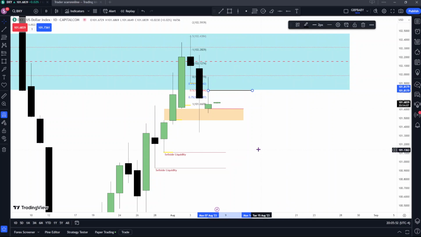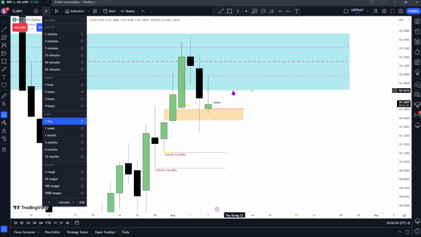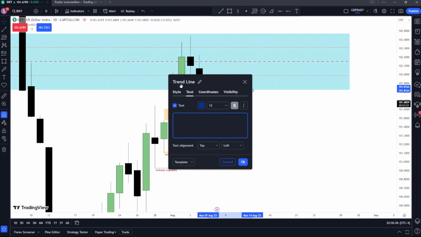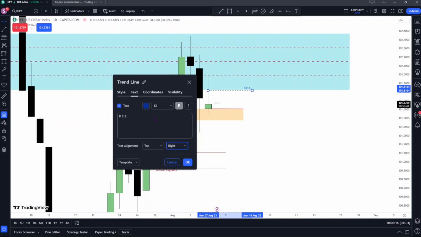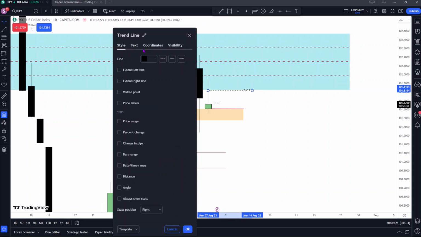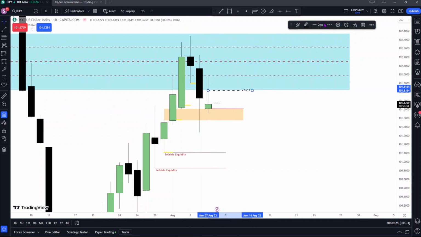It was nice to see price do exactly as I outlined, and hopefully price will continue to serve its purpose in regards to following a clear algorithmic structure. So let me just write, this is a daily consequent encroachment. I usually put it on the right, and I'll make it black in the middle, and we'll make the line just a little bit thicker, and I'm also going to solidify it.